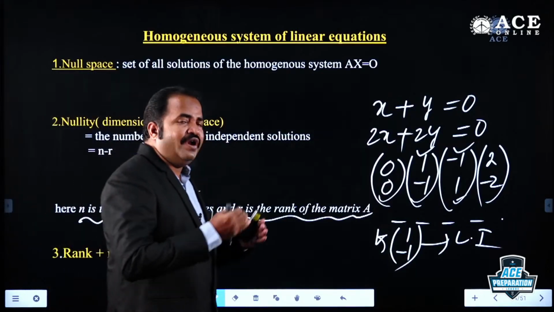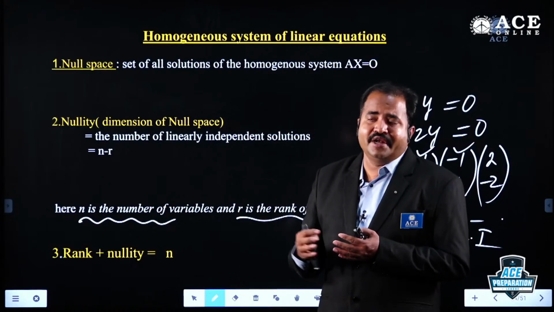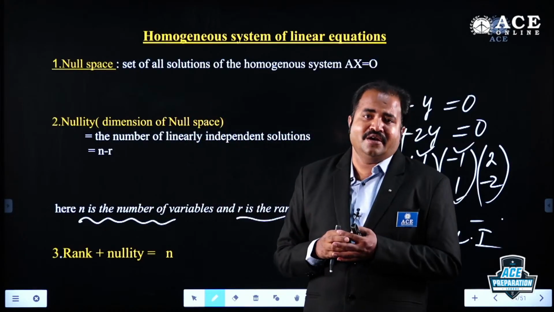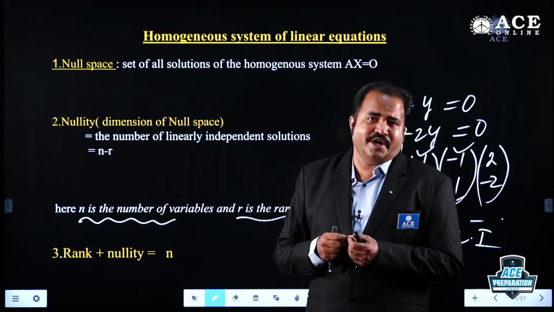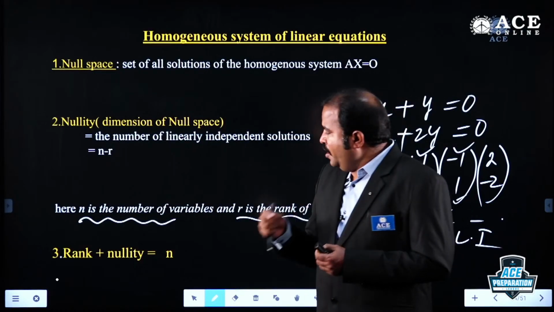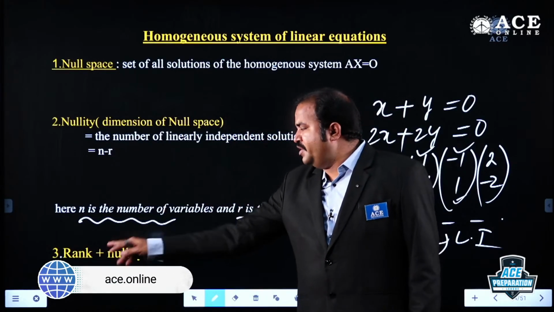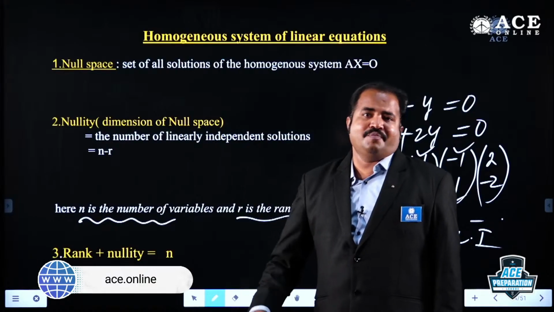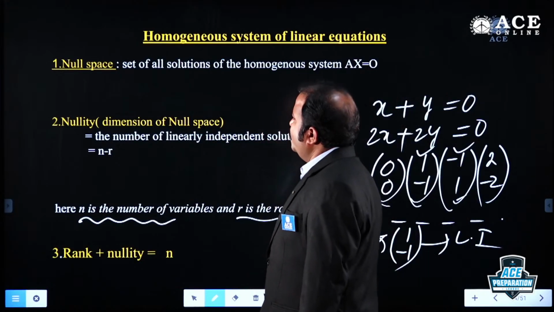The frequently asked questions on this homogeneous system were related to nullity and the dimension of the null space. The dimension of the null space is nothing but the nullity. This is a very important concept. So rank plus nullity equals n. Rank means r, nullity means n minus r, so r plus n minus r is n. This is about the homogeneous system.